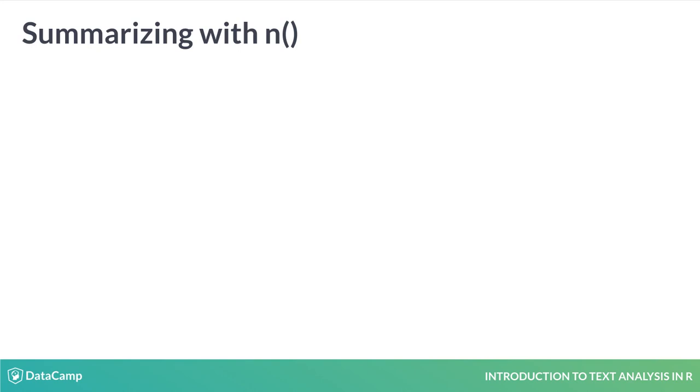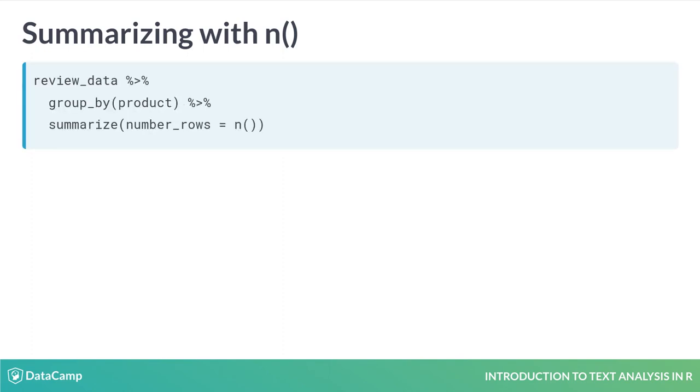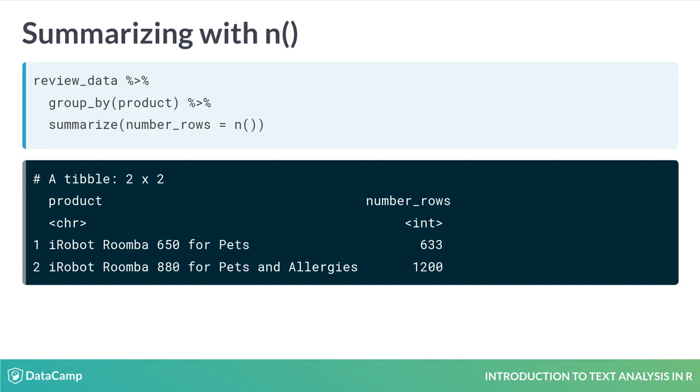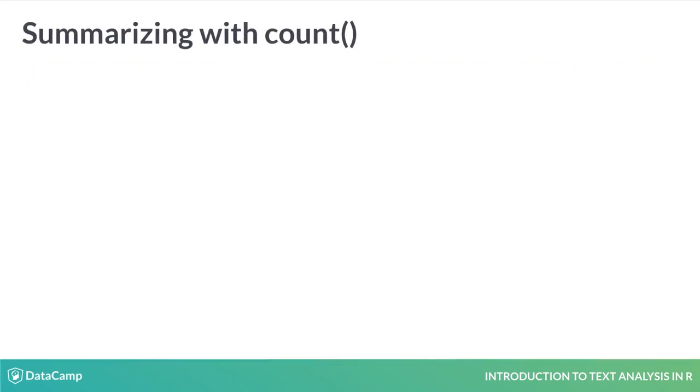Now, if we combine n with group by, we can easily count the number of rows for each product. Here we see there are about twice as many rows or reviews for the 880 Roomba model than the 650 model. If that seems like a lot of work to just get a count, you're right.